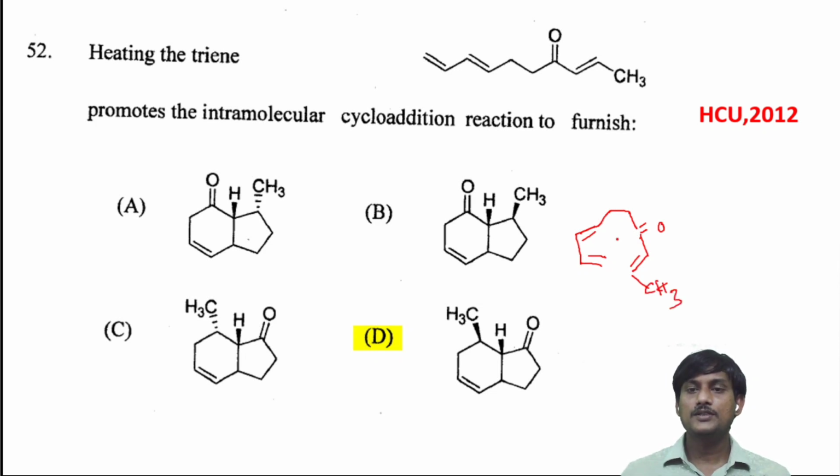Here, the intramolecular cycloaddition Diels-Alder reaction takes place, and there is a movement of electrons like this, and here there is a formation of a CC bond between this carbon and this carbon, and also a formation of CC bond between this carbon and this carbon. The CC bond next to the C double bond O and the CH3 are trans. So finally, the relation between this CC bond and the CH3 should be trans.